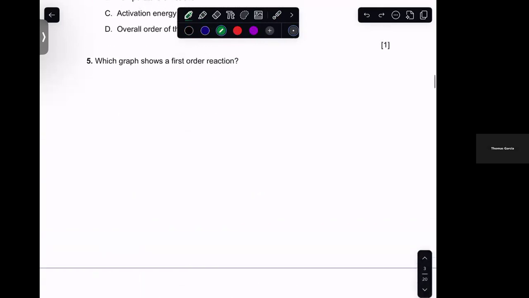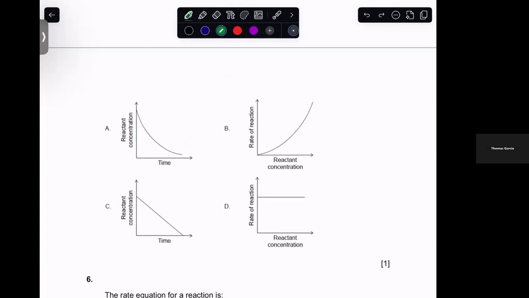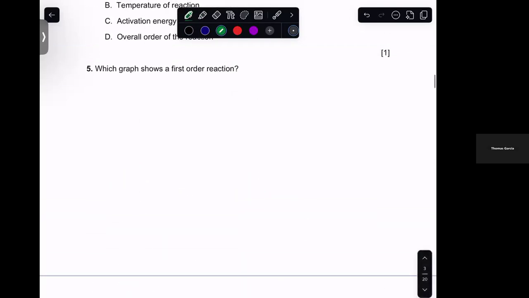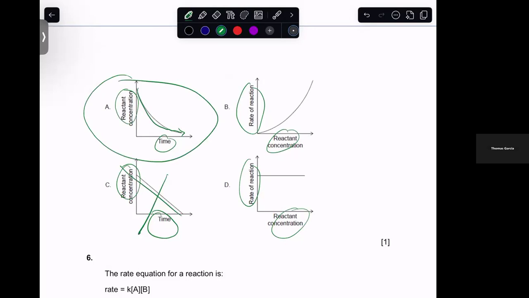All right, number 5. Which graph shows a first order reaction? And we have these 4 wonderful graphs as shown. So we have to look at a couple things. You'll notice that these 2 graphs on the side are rate of reaction versus reaction concentration, and these 2 graphs are reaction concentration versus time. So which graph shows a first order reaction? Well, we know that in a first order reaction, the rate is dependent on concentration to the first power, and our reaction concentration should be steadily decreasing with time. It's not a linear relationship. So for this one, it must in fact be A. A couple things just to note in general.